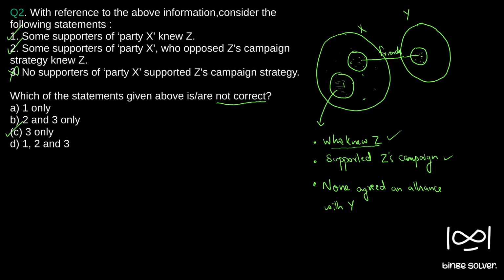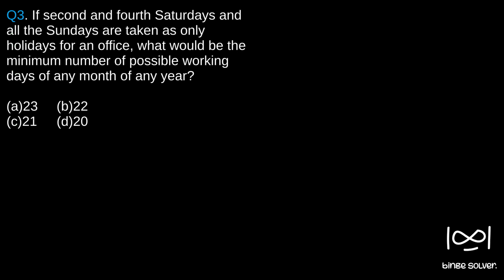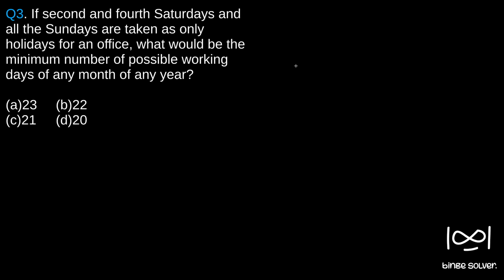Next question, question 3. If second and fourth Saturdays and all the Sundays are taken as the only holidays for an office, what would be the minimum number of possible working days of any month of any year? So they are asking for the minimum number of possible working days. So we have to maximize the holidays and take the minimum number of days possible in a month to get to our answer. So the first idea is to select the month properly.